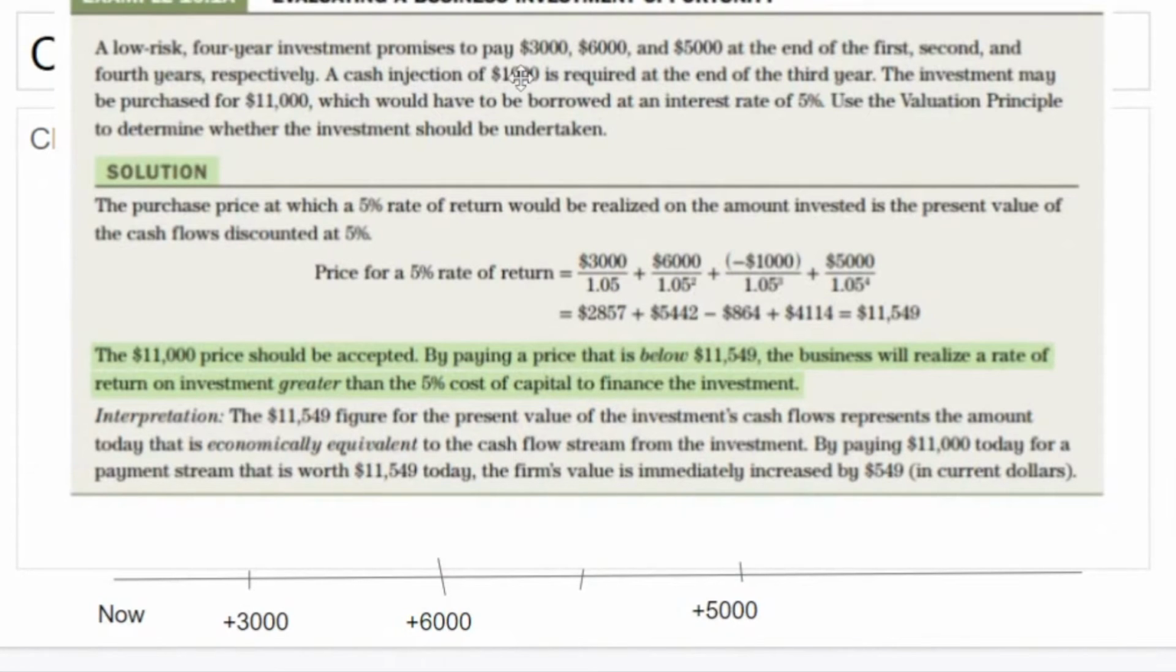The cash injection of $1,000 is required at the end of the third year. So basically, the third year is this year here, and I'm going to put that there as minus 1,000. So we've got this type of arrangement. This is what you want to do, to make sure that you have a timeline. The investment may be purchased for $11,000 right now. So I'm just going to put this in here.